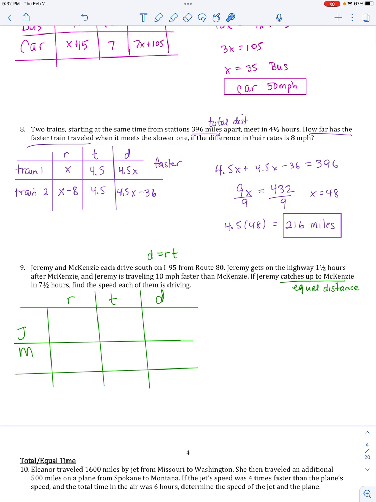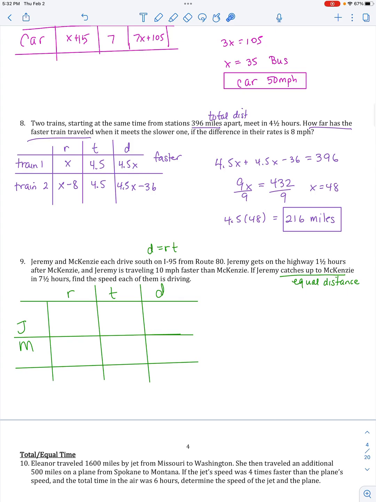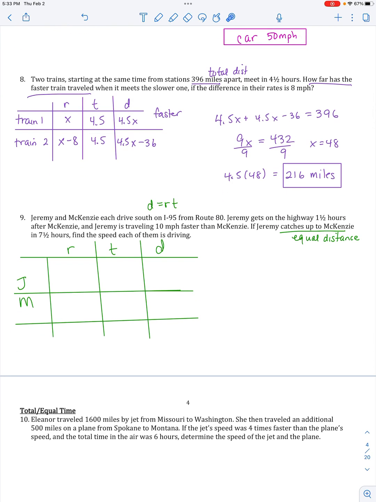They both traveled for 4.5 hours, and together their distances weren't the same, but they added up to 396. So again, I'm using distance equals rate times time to set up the equation and adding them together to equal 396. When you solve it, you get 48, but that's X. So to find out how far the faster train traveled, that's the one with the faster rate, I multiplied 4.5 times X because that was its distance. And I got 216.